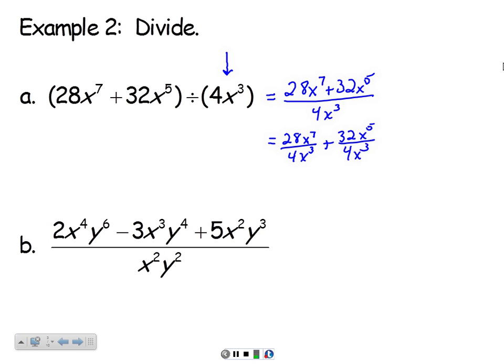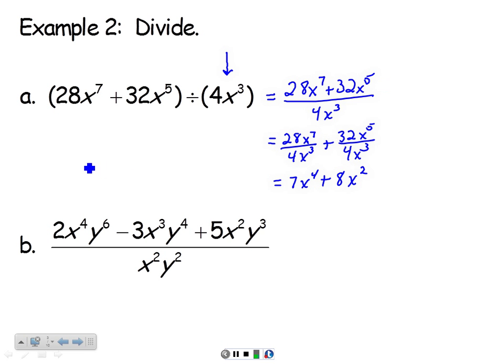And this takes you back to the previous slide. So you have 28 divided by 4, which is going to give you 7. X to the 7th divided by x to the 3rd is going to be x to the 4th. Plus 32 divided by 4 is going to be 8. And x to the 5th divided by x to the 3rd is going to be x to the 2nd. Okay, so you don't have to expand this out if you don't want to. You can just do the division from here. Just understand you're dividing each term by that monomial.